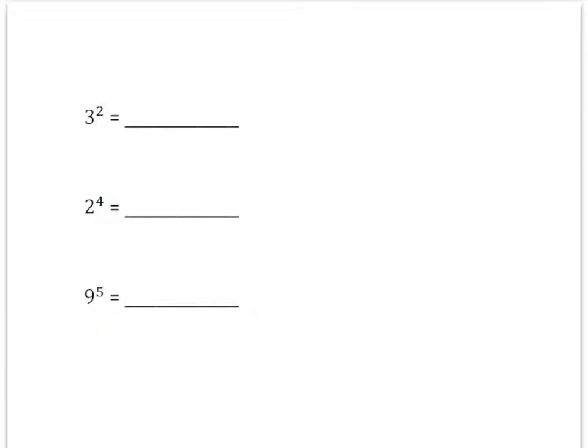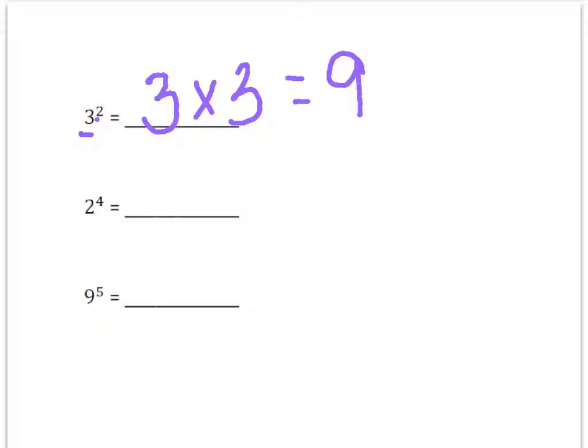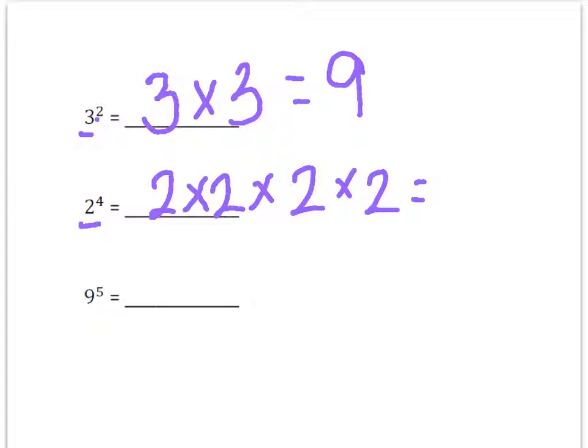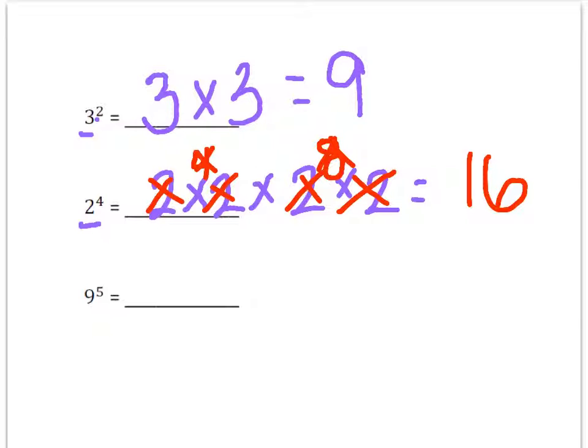Let's use these examples. Number 1, I have a 3, which is my base number, and I have a 2, which is my exponent, which means I multiply 3 times 3. And I know that that is going to be 9. Number 2, I have 2 as my base number, and I multiply it by itself 4 times. So setting up the problem would be 2 times 2 times 2 times 2. And I know that 2 times 2 is going to be 4, and 4 times 2 is going to be 8, and 8 times 2 is going to be 16 as my final answer.